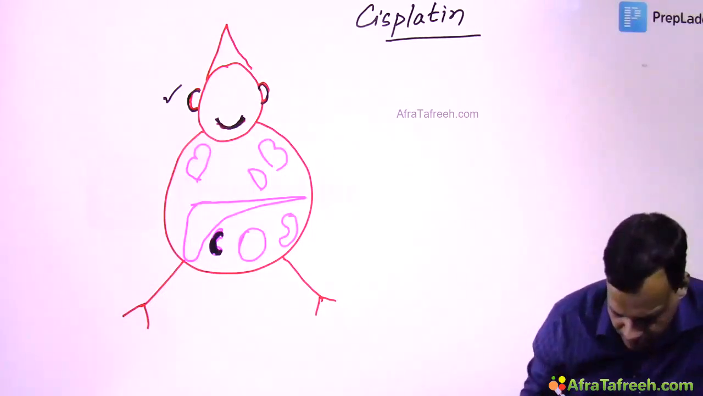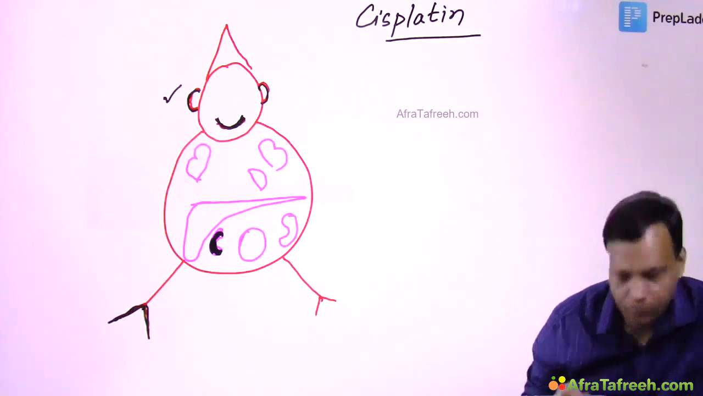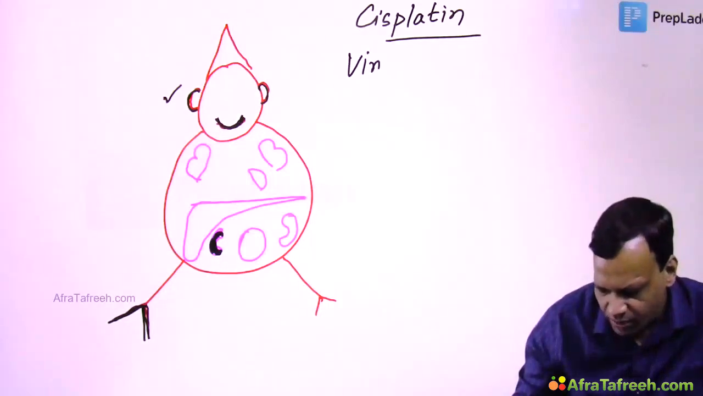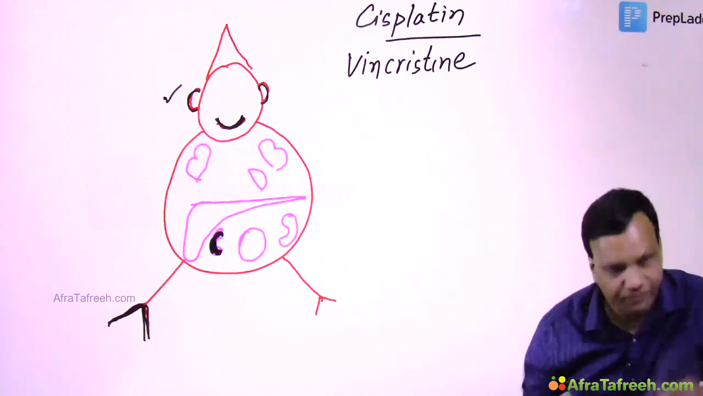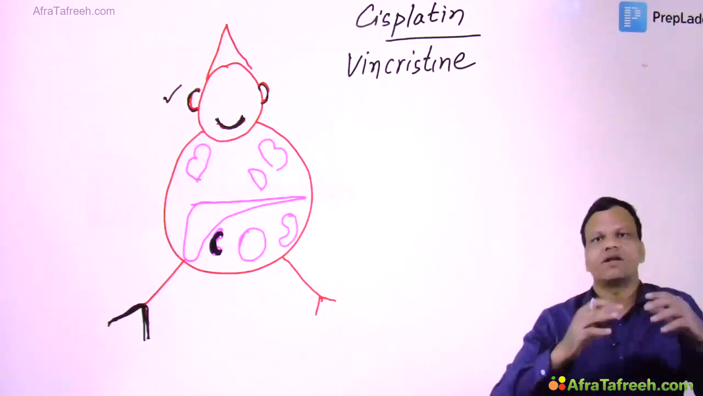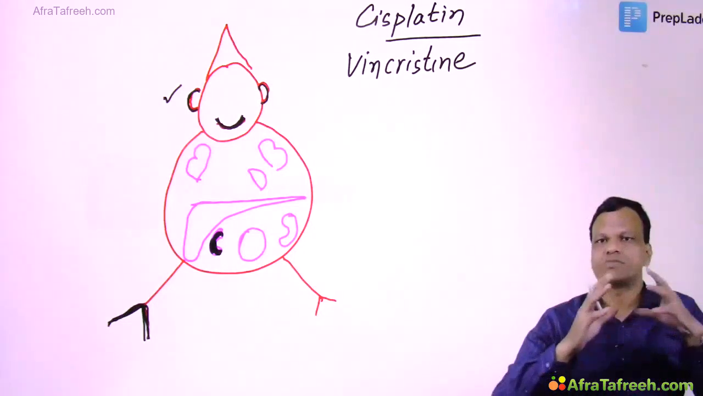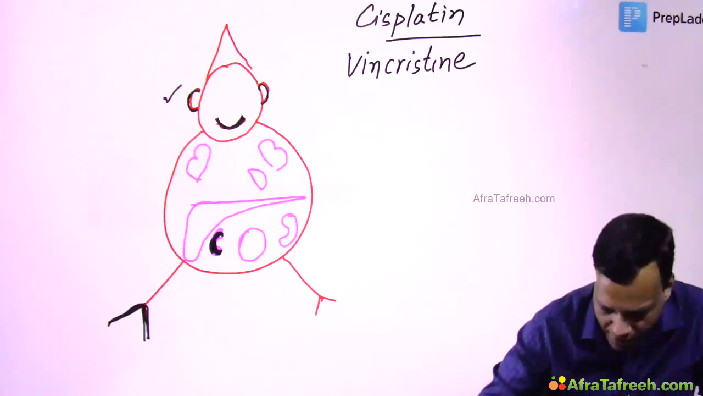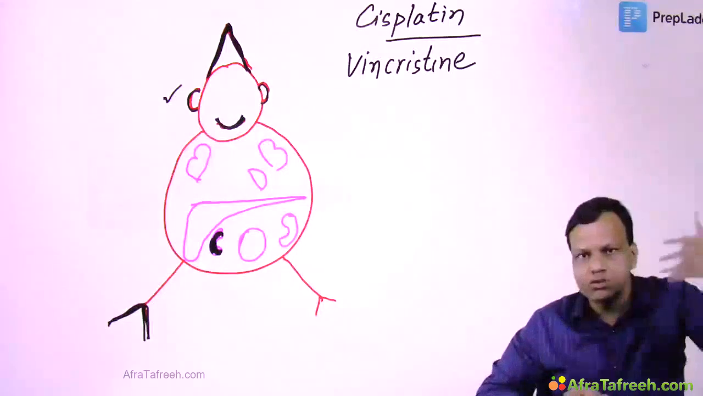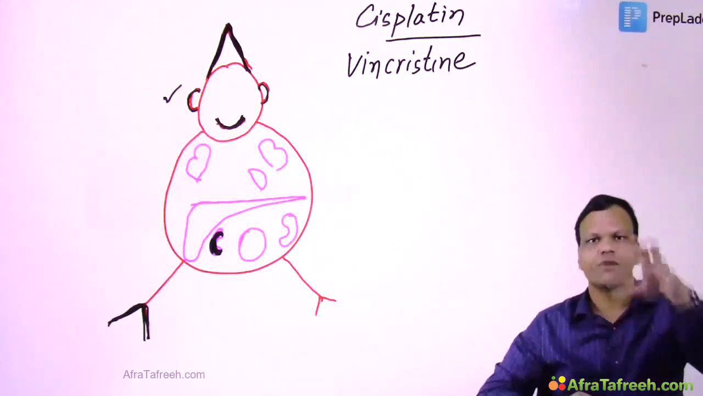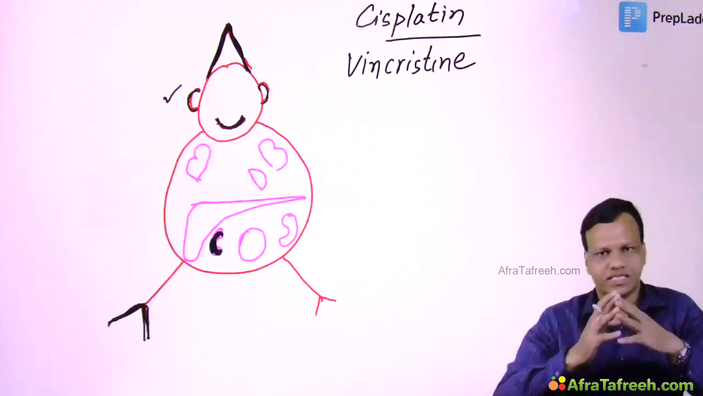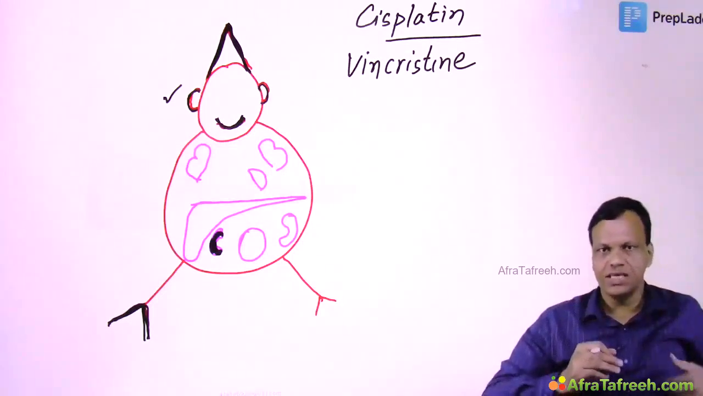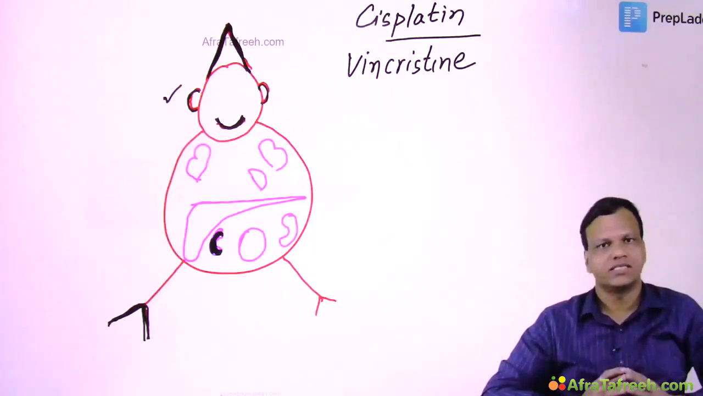Then if you see these limbs, they look like V. So V stands for vincristine or vinblastine. It is present in the periphery, so it causes peripheral neuropathy. So vincristine and vinblastine cause peripheral neuropathy. And you see this cap also looks like V. So that means they affect the brain also. What they do is release ADH from the posterior pituitary and hypothalamus. So that leads to SIADH. So vincristine and vinblastine cause peripheral neuropathy and syndrome of inappropriate ADH secretion.